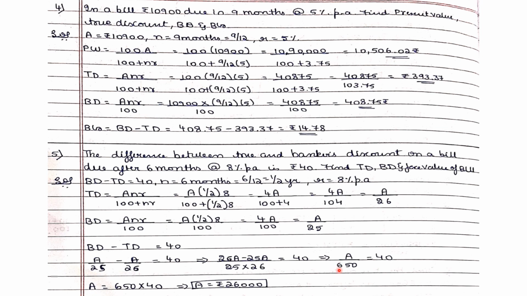So cross multiply 650 into 40, you will get 26,000 as the final amount value, that is the face value of the bill.